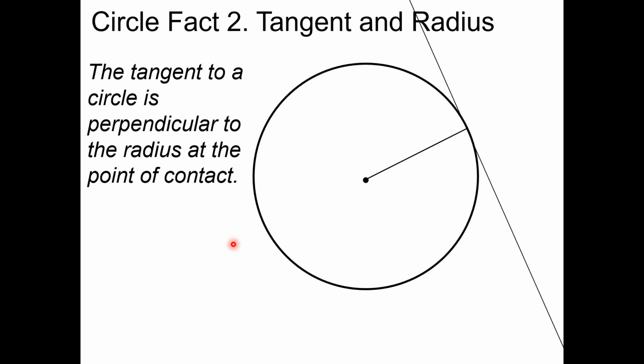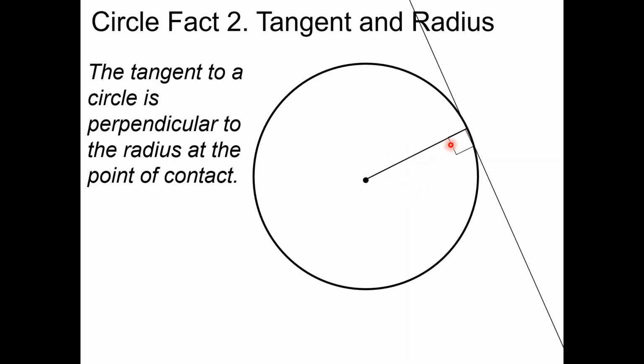This fact also states that the tangent to a circle is perpendicular to the radius at the point of contact. What we are saying is that if you have a straight line that touches the circumference of a circle at a point, let's say P, to say that this line is a tangent, then it implies that this line is perpendicular to the radius at this point of contact.